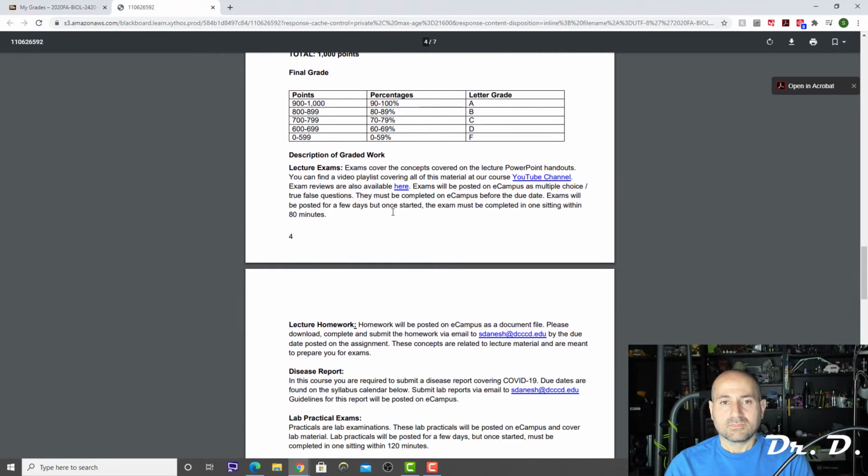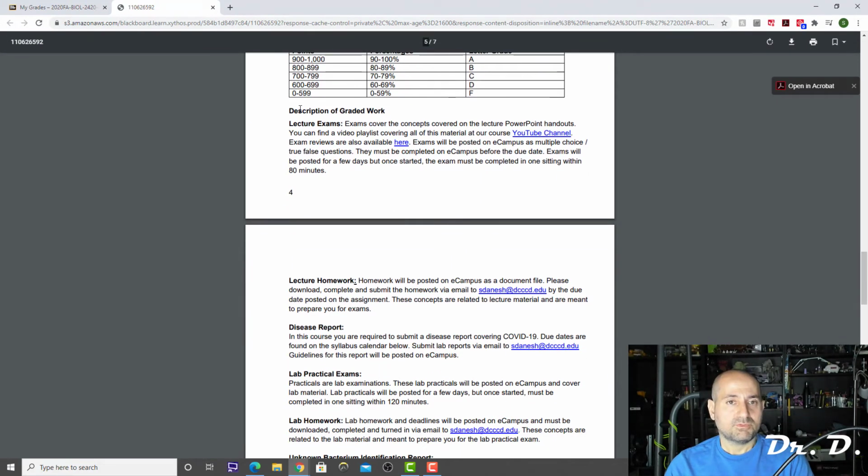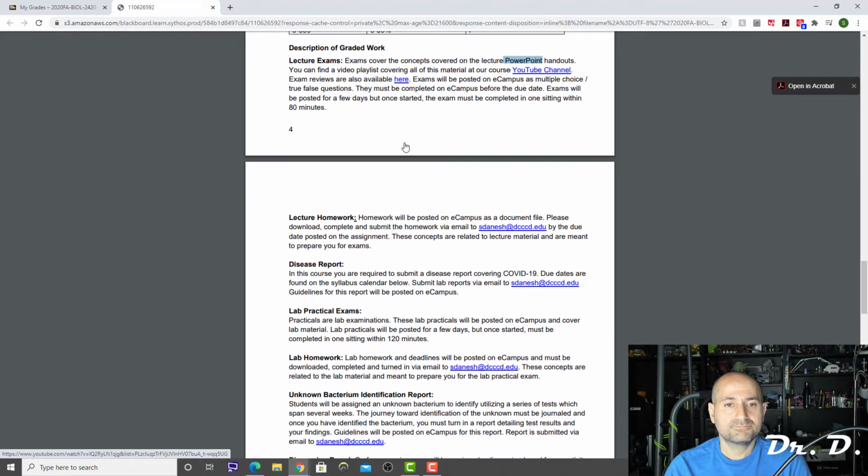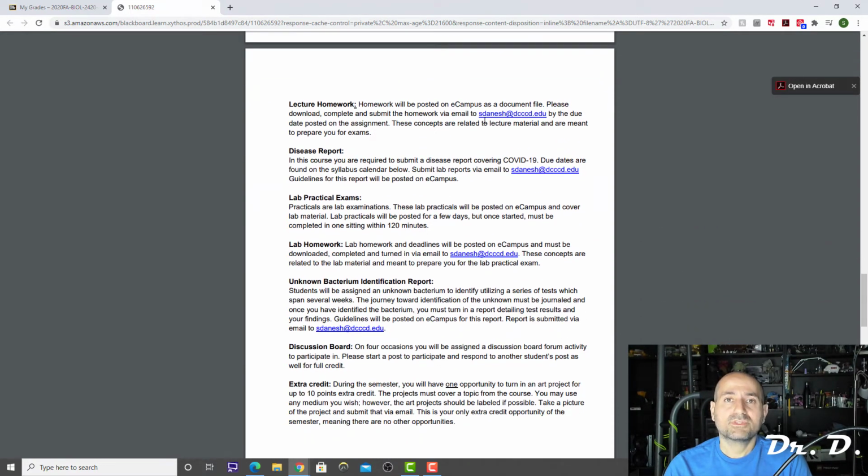So again, let's just go through some of these fine details. Lecture exams. The lecture exams are covering the PowerPoint handouts. Remember, on the YouTube channel, I have videos that discuss this in detail and teach you those concepts. There are reviews as well, exam reviews on the YouTube channel. The lecture homework, remember that I will post the lecture homework. You download, answer, and email back to me by the due date on eCampus.